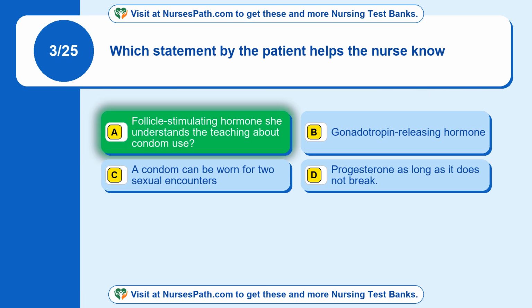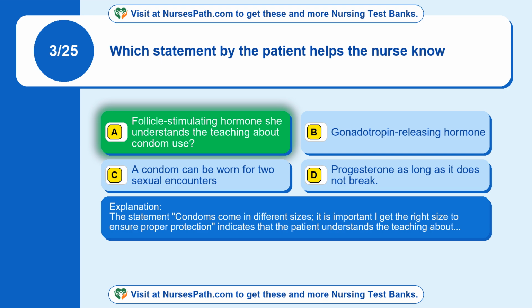The correct answer is option A. Follicle stimulating hormone. She understands the teaching about condom use. The statement "Condoms come in different sizes. It is important I get the right size to ensure proper protection" indicates that the patient understands the teaching about condom use.